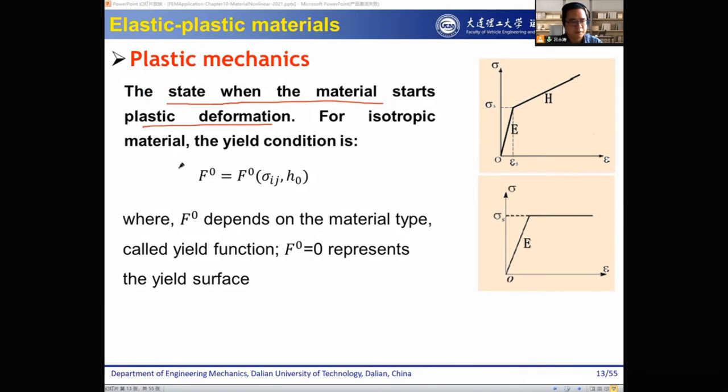For isotropic material, the yield function is like this. F0 depends on the material type, and it's called the yield function, and F0 equals 0 represents the yield surface. So we make it a function, and then we draw it, and this is our yield surface.